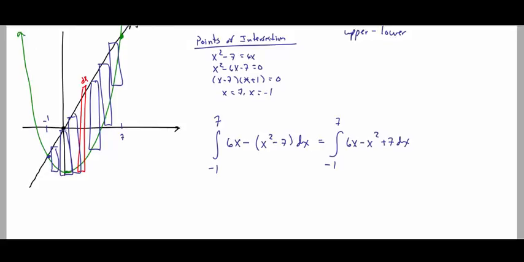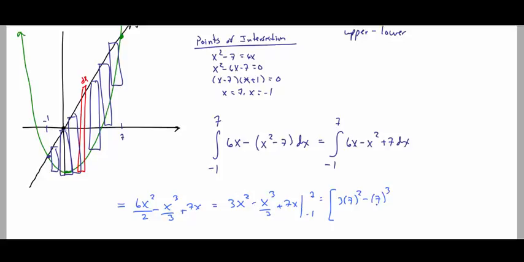So let's go ahead and solve it from here. We won't be solving all of these because they take so long. We'll just be focusing on the setup for most of them. The integral would be 6x squared over 2 minus x cubed over 3 plus 7x, which simplifies to 3x squared minus x cubed over 3 plus 7x, and I evaluate from negative 1 to 7. Plugging in the 7 first, 3 times 7 squared, minus 7 cubed over 3, plus 7 times 7.